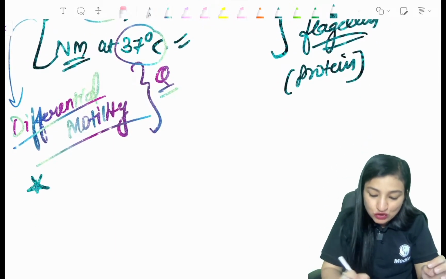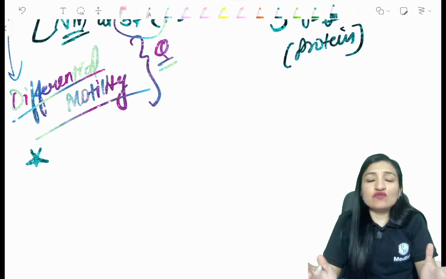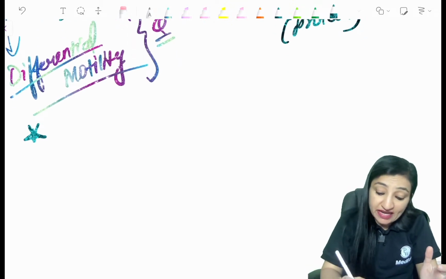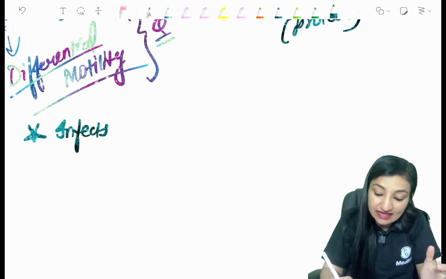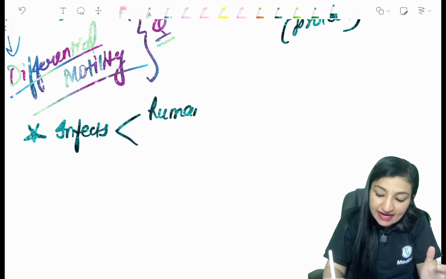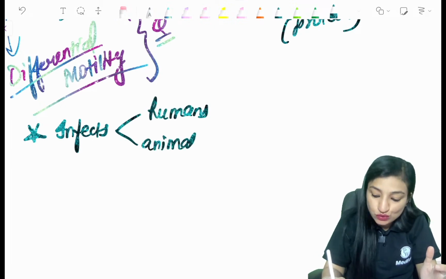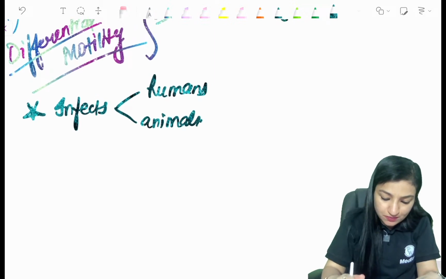Okay. So it's a saprophyte, as I said, and we are studying it because it is medically significant. But please also remember that it infects not just humans, it infects a variety of animals also.